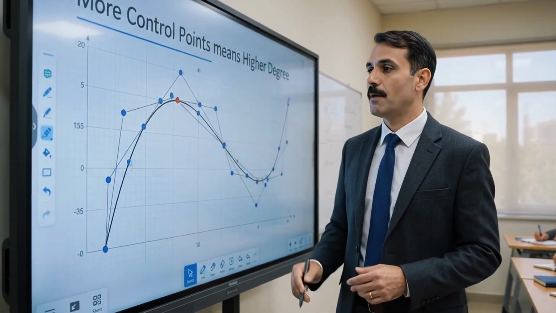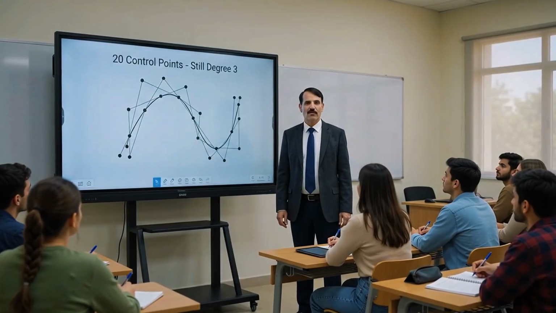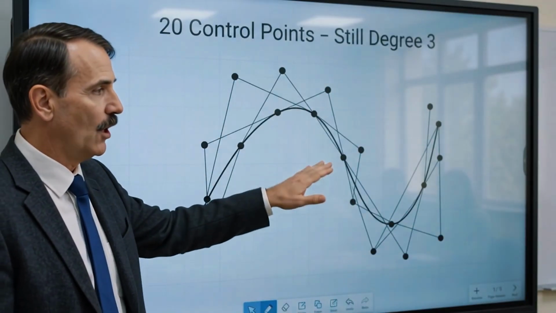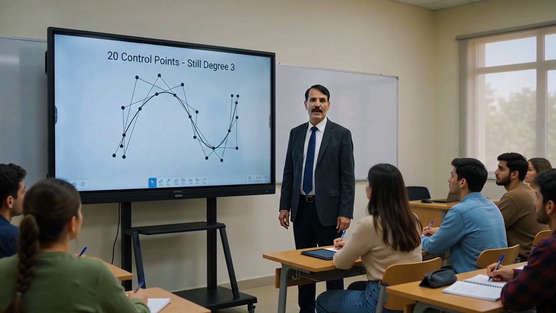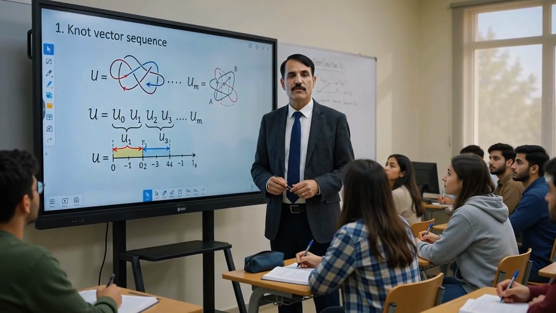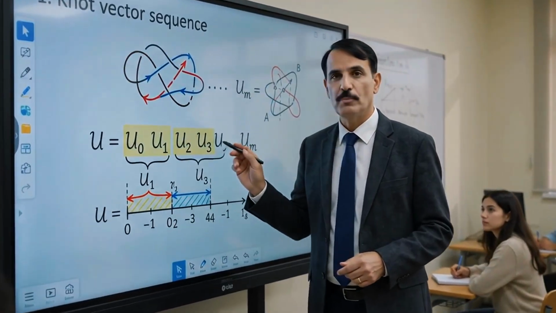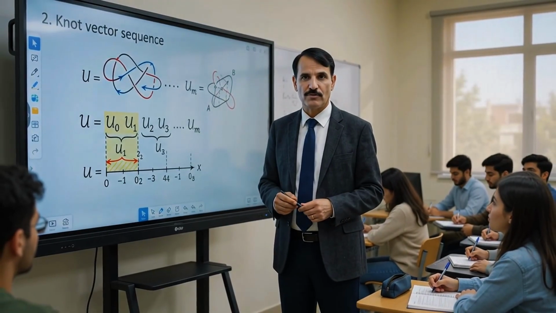High-degree curves can become mathematically and computationally less convenient. B-splines solve this problem by allowing many control points while keeping the degree relatively low. For example, a cubic B-spline can have 20 control points while still remaining cubic. The knot vector is one of the most important concepts in B-spline mathematics. It determines where polynomial pieces begin and end, and how the basis functions influence the curve.